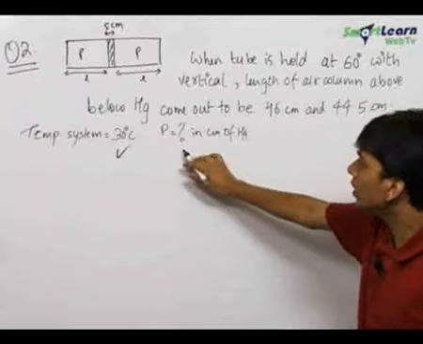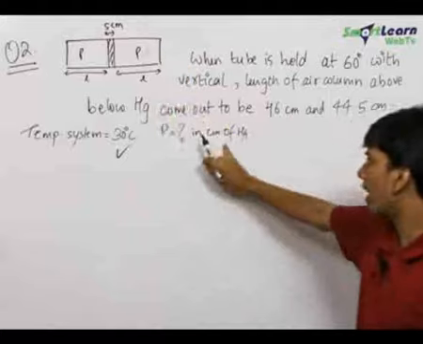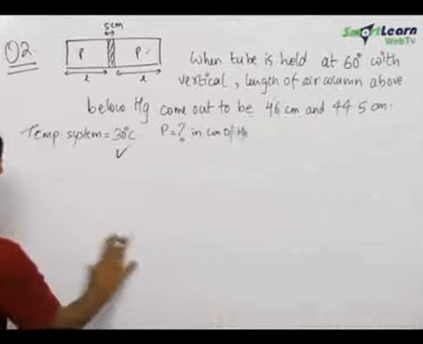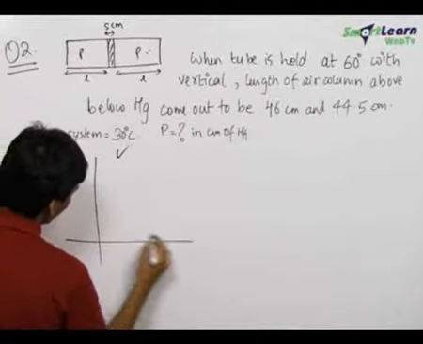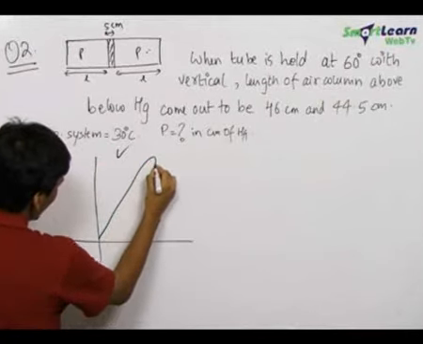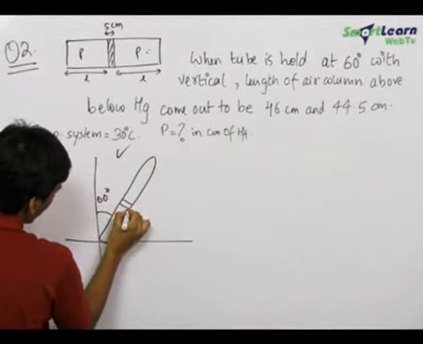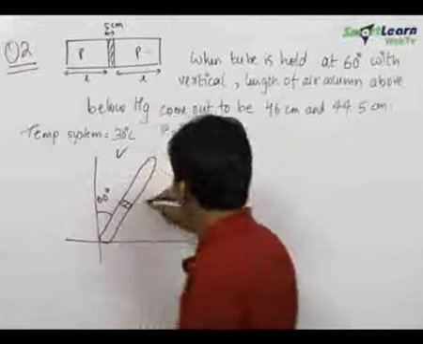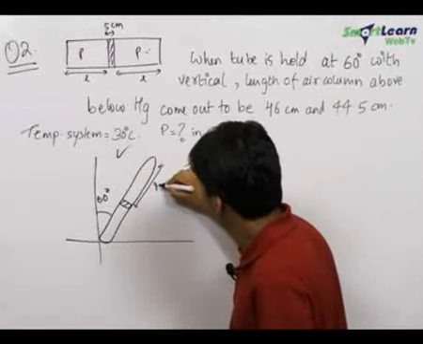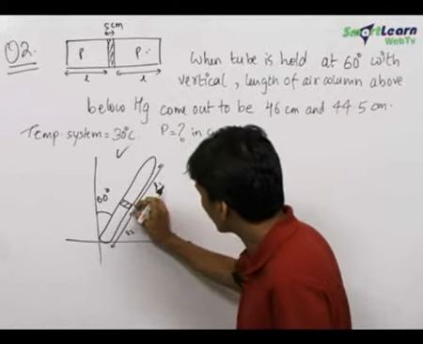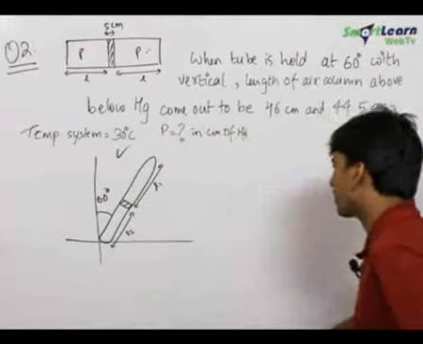We need to find out the initial pressure in this column in centimeters of Hg. So for solving this question, let us first draw the diagram. When the tube is held at angle 60 degrees with the vertical, there is a mercury column here. Let this length be L1 and this length be L2. This is already 5 centimeters as we already know it.